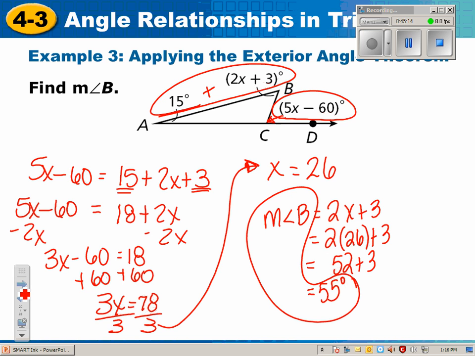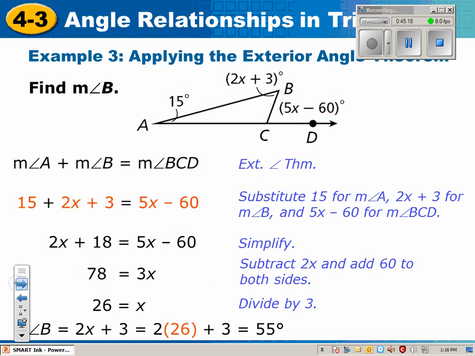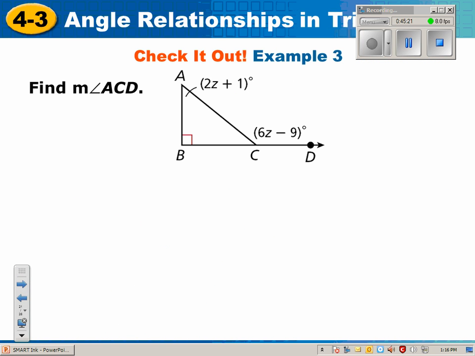Go to the next one. Let's just set it up. I'm not going to go through and solve it to save time. I'm looking for angle ACD. What would be my equation? 2z plus 1 plus 90 equals 6z minus 9.